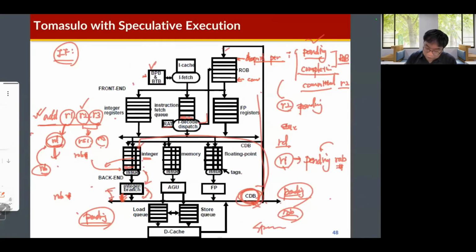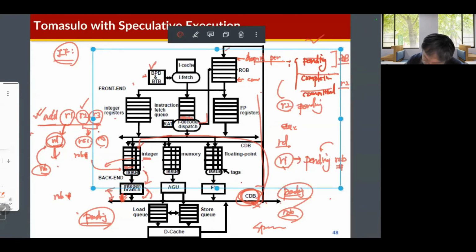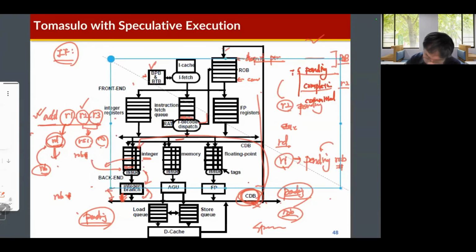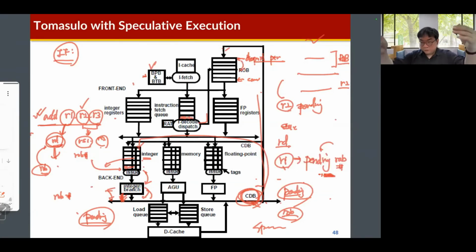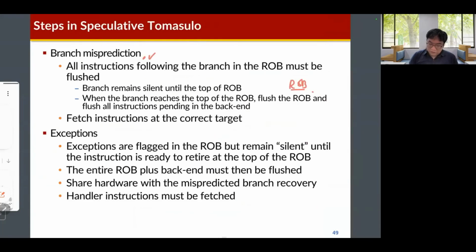So this dispatch pointer is moved to the location of the branch instruction, which means actually the commit pointer plus 1, and then we can roll back the dispatch of these instructions.